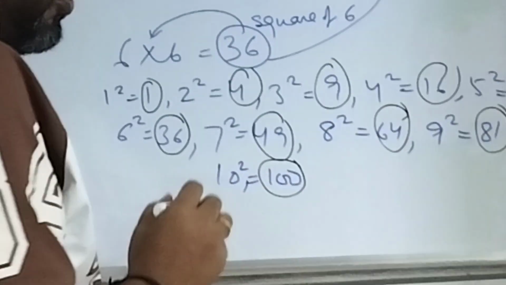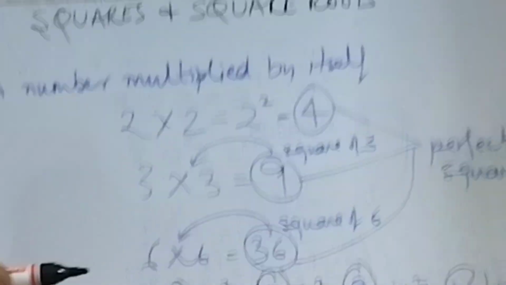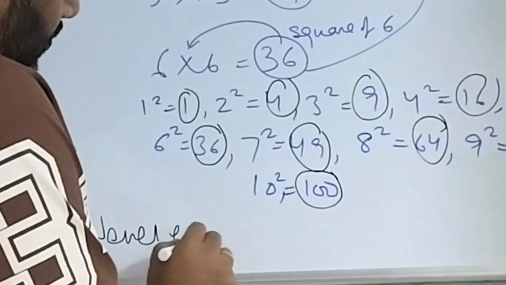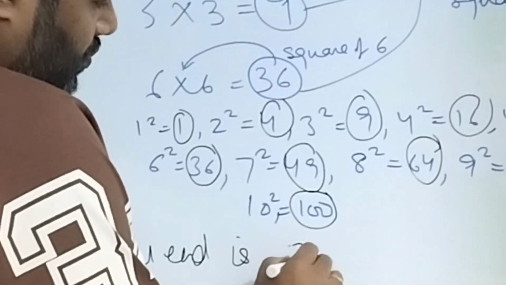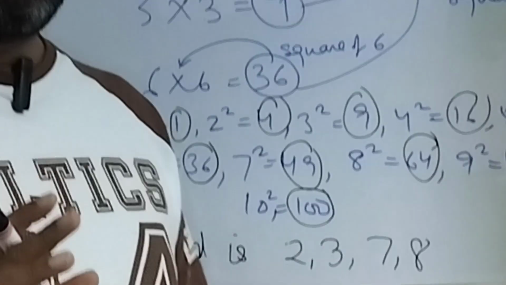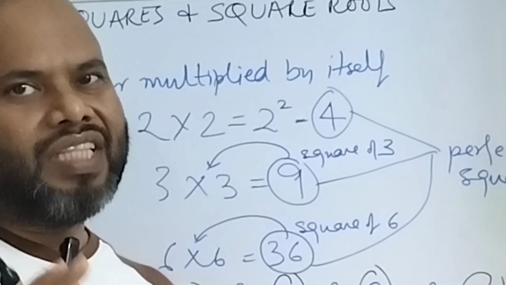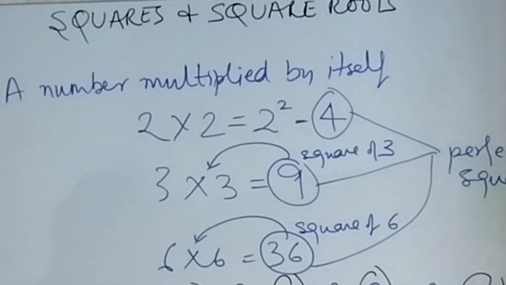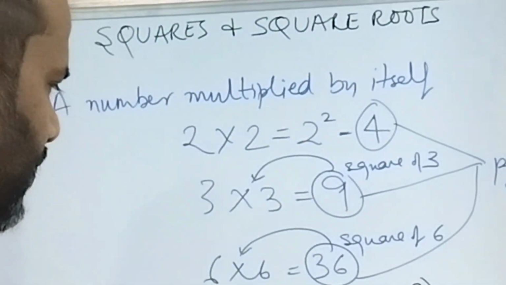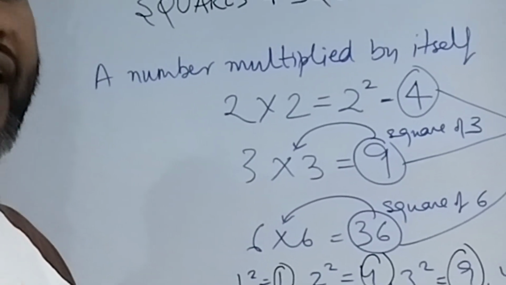And very importantly, a square number will never end in 2, 3, 7, 8. Any square of any number will never end in 2, 3, 7, 8. That's the most important thing. So if you are doing any calculation and the unit digit comes out as 2, 3, 7 or 8, that means your square is wrong. Then you have to go back to the calculation and get it done correctly.